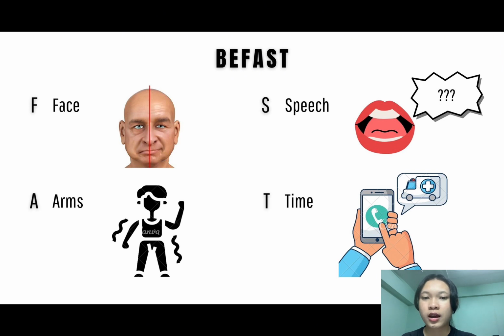Face: ask the person to smile. Does one side of the face droop? Arm: ask the person to raise both arms. Does one arm drift downward? Speech: ask the person to speak a simple phrase. Is the speech slurred or strained? Time: if you see any of these signs, it's time to call 1669.